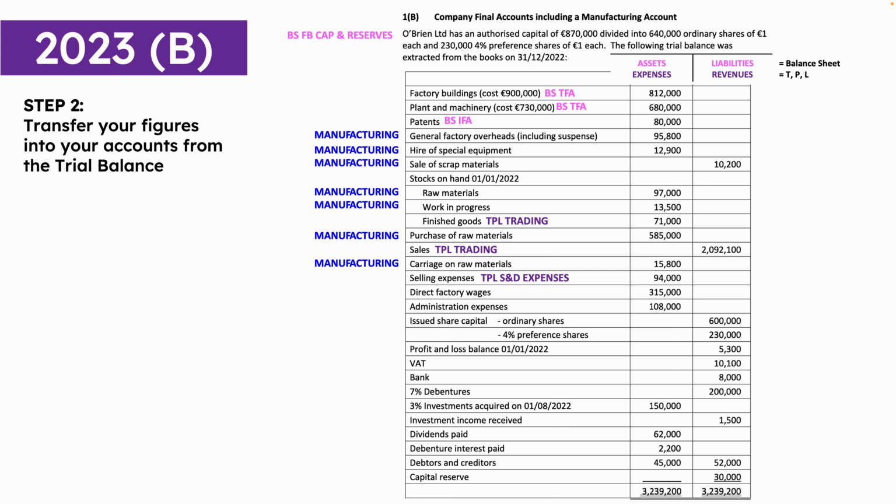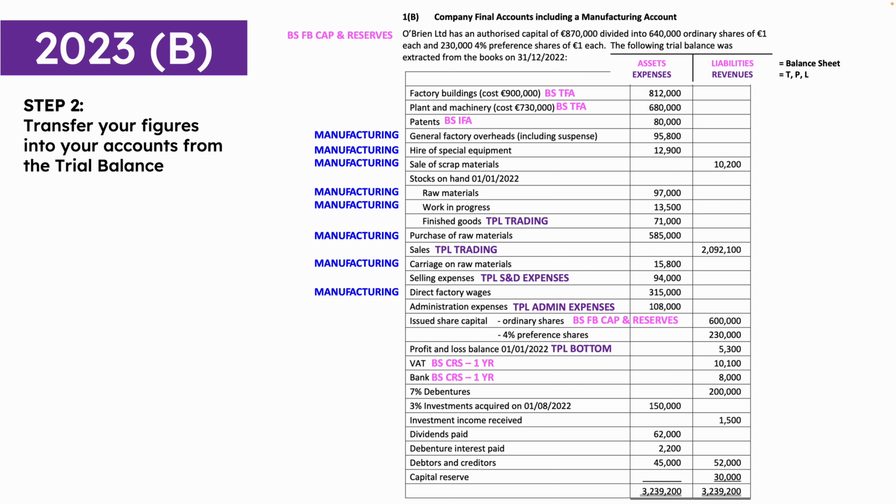Selling expenses will go into the TPL, selling and distribution expenses. Direct factory wages will go into the manufacturing account. Admin will go into TPL admin. Issued share capital, you've got balance sheet financed by capital and reserves. Profit and loss balance 01/01. It is a profit because it is on the credit side. If that figure was on the debit side, that would be a loss.